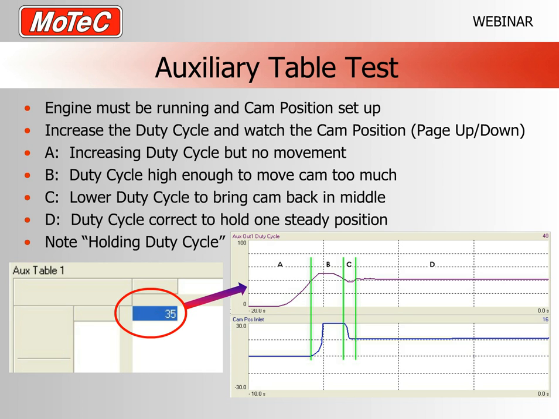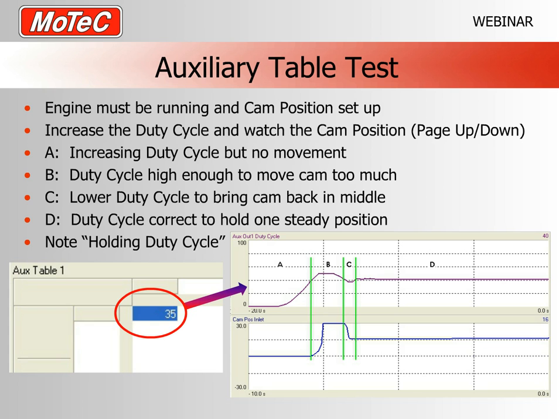I want to find what duty cycle will allow me to have the cam holding in one position. I don't want it against the fully advanced mechanical stop, and I don't want it against the fully retarded mechanical stop. In reality, if you go down a couple of percent duty cycle, the cam will start to move down very fast. If you go up a couple of percent, it will move forward very fast. So you might have to sit there, page up, page down, page up, page down, and just find any position.